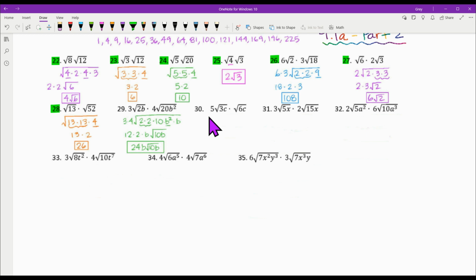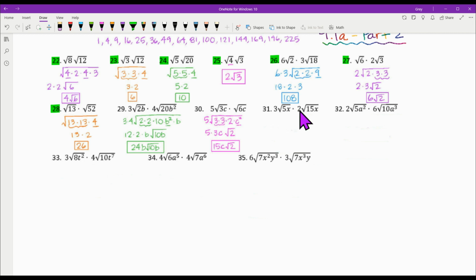All right. Again, 5's on the outside, stays on the outside. I'm going to break up my 6 to 3 times 2, and then I'm going to put my c's together. So perfect square, perfect square. So that's 5 times 3 times c. Have 2 underneath, bring 1 out. 15c square roots of 2. It really becomes easier when you think about this when you have variables.